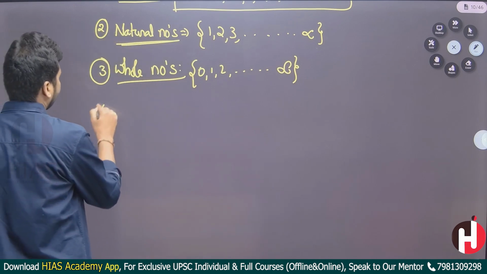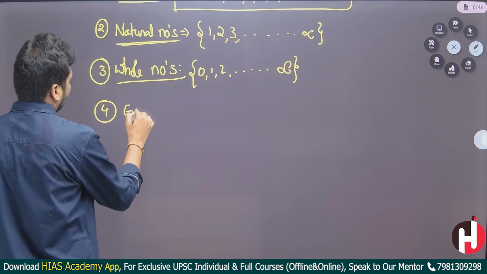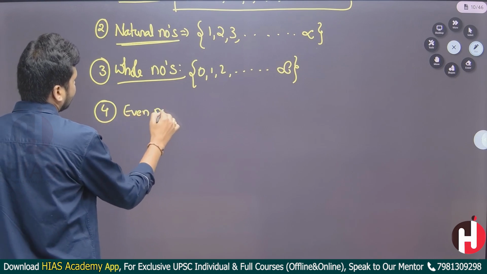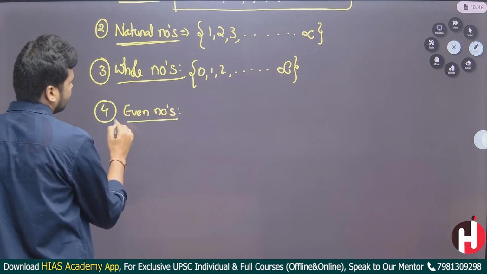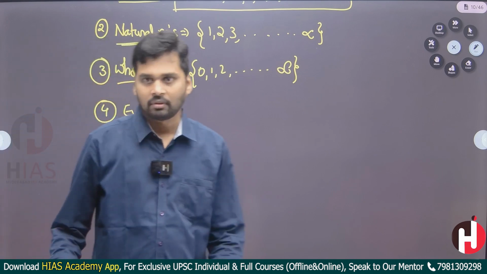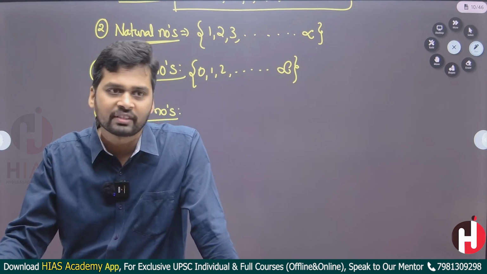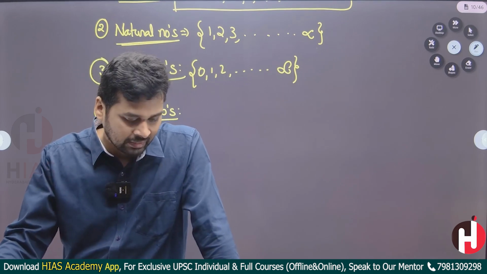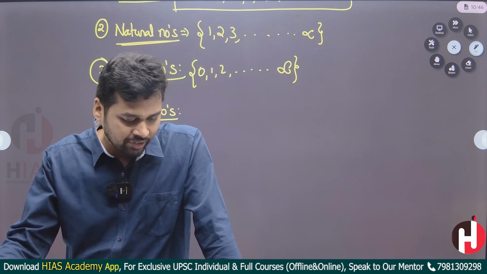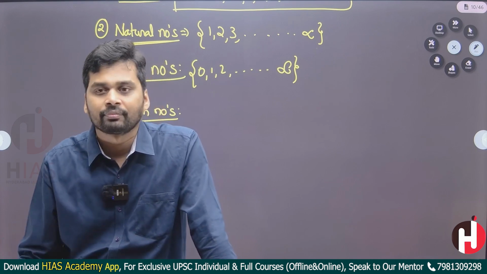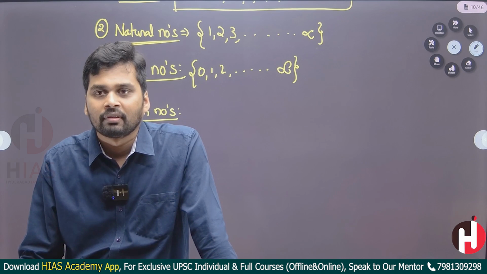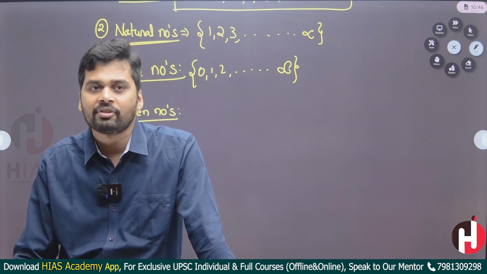Next, even numbers. We all know about even numbers generally. What are even numbers? 2, 4, 6, 8 up to so on infinity, right? So what is the definition of an even number? Yeah, it is divisible by 2.